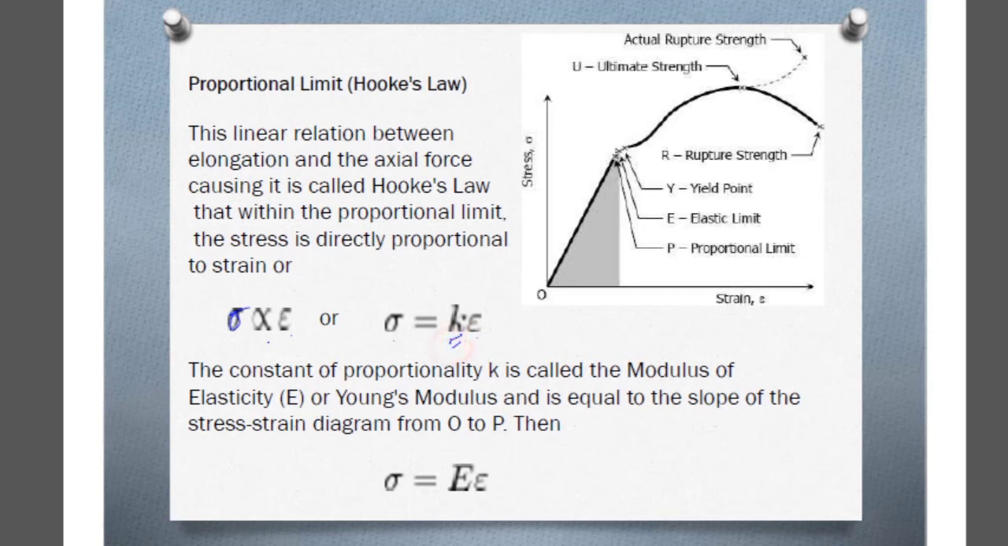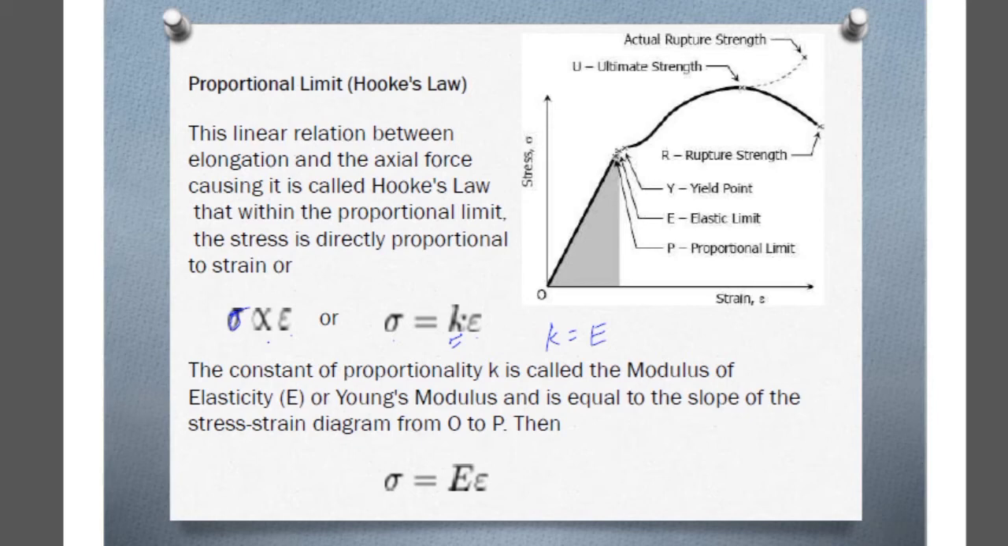In this case here K is the proportionality constant, yung kung maalala natin sa algebra natin. So the constant of proportionality is called the modulus of elasticity. So this K here is equal to the Young's modulus of elasticity, or this is denoted as E, and is equal to the slope of the stress strain diagram from O to P. So we have the slope of the stress strain diagram.